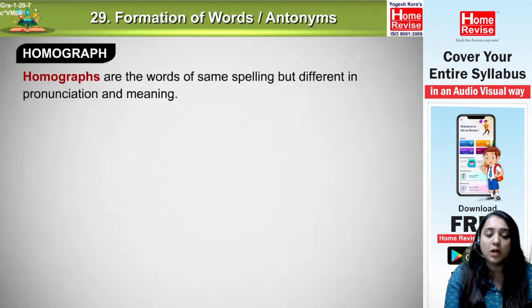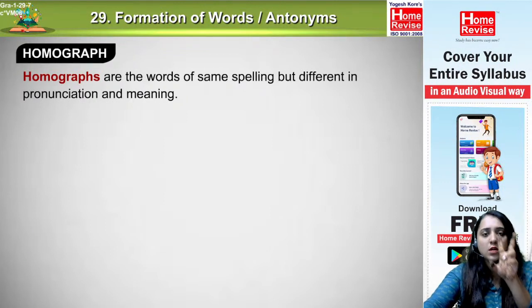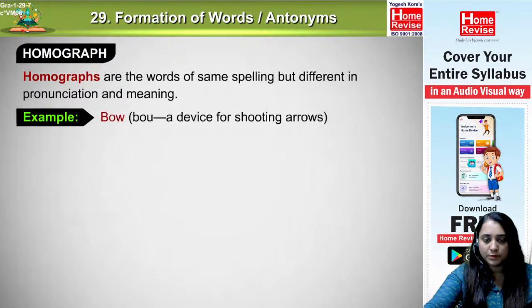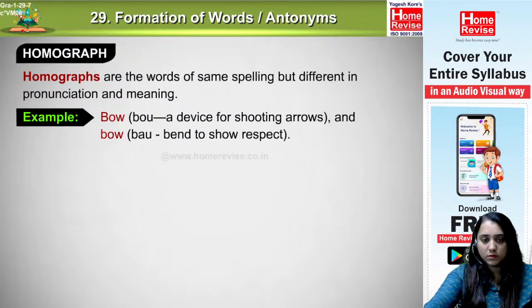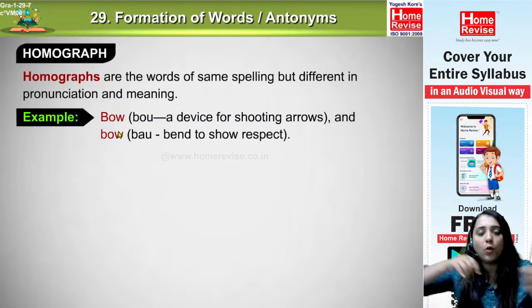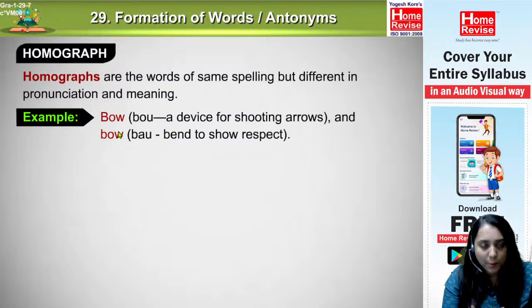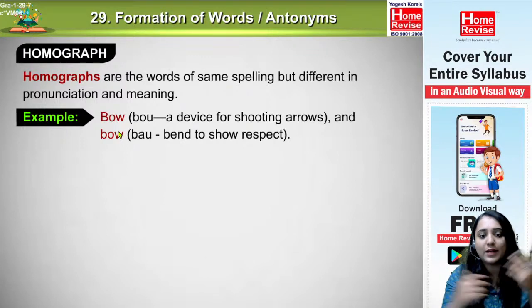Now, we have much more to understand here. The spellings are the same, but the meaning is different. Let's see an example: bow, pronounced as bow, means a device for shooting arrows, and bow means to bend to show respect. Both are spelled B-O-W: the bow and arrow which we use, and bow as when we show respect, as the Chinese do, they bend a little, so that is also bowing.